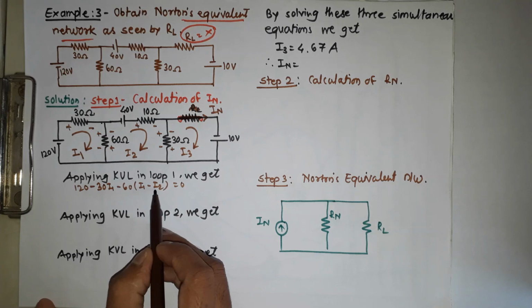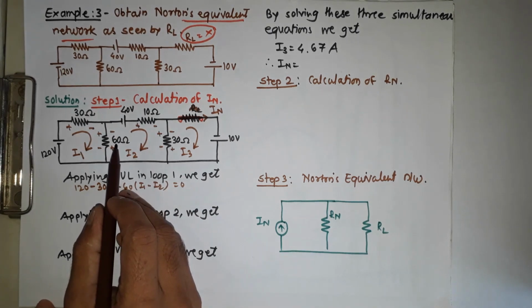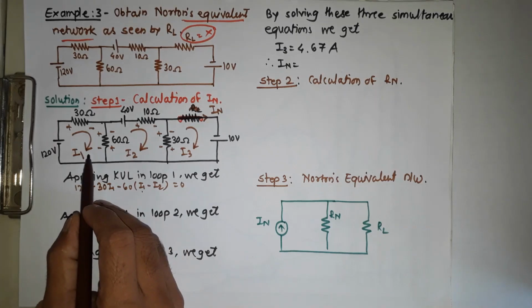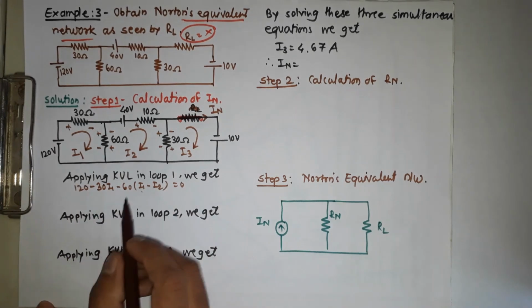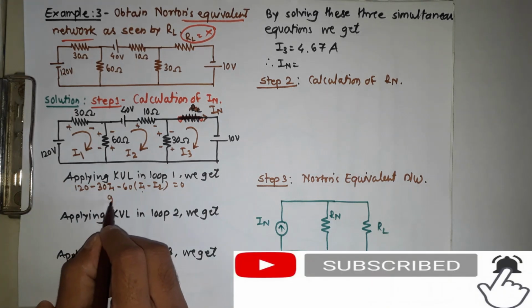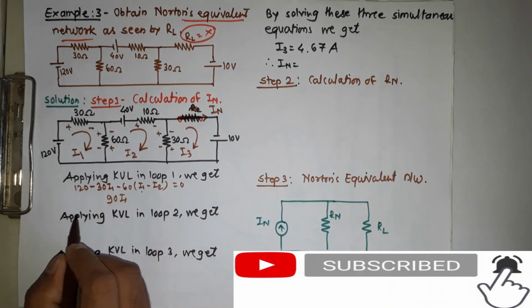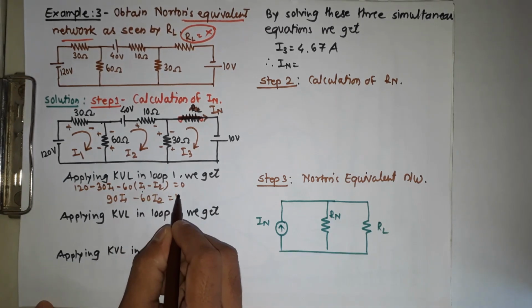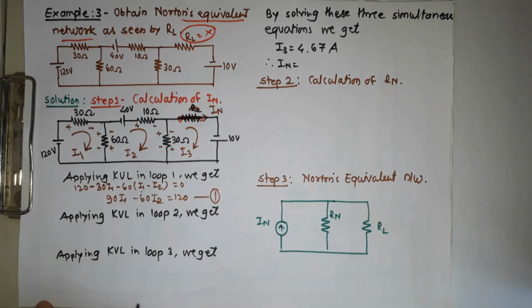Here we consider I1 minus I2 because the current flowing through the 60 ohm is I1 and I2 both, but we consider I1 first because we are considering loop 1. Then by simplifying this equation, we got the final equation as 90 I1 minus 60 I2 is equal to 120. This is the first equation.